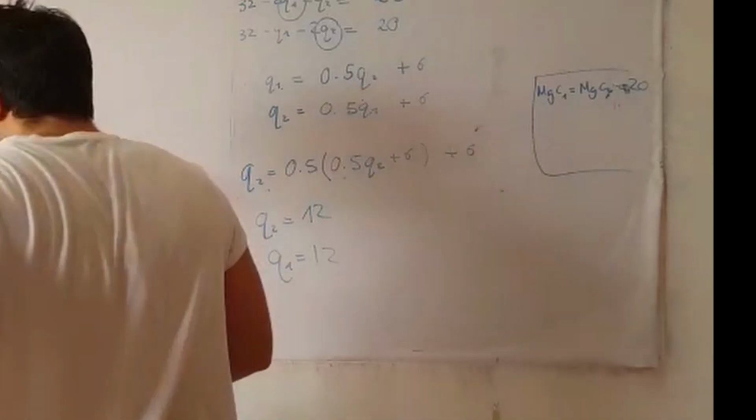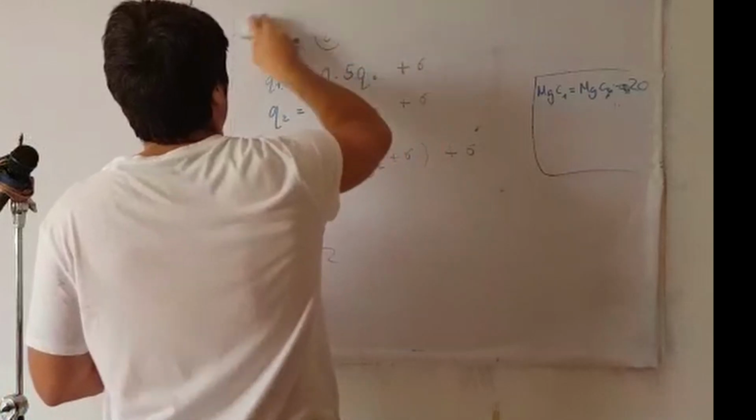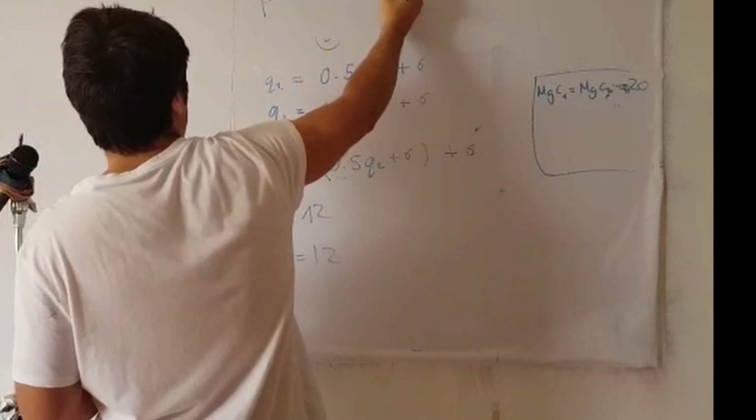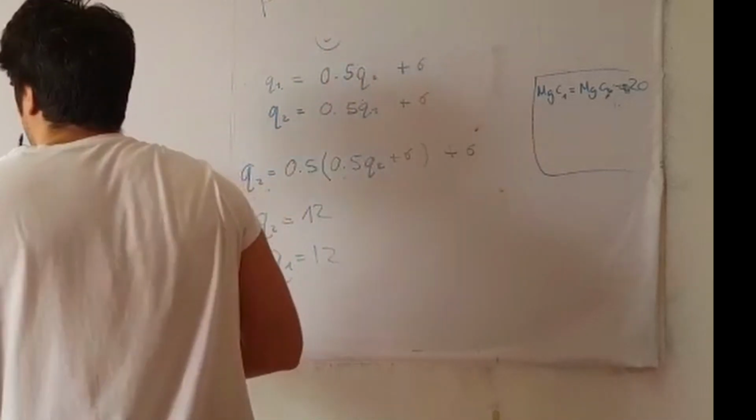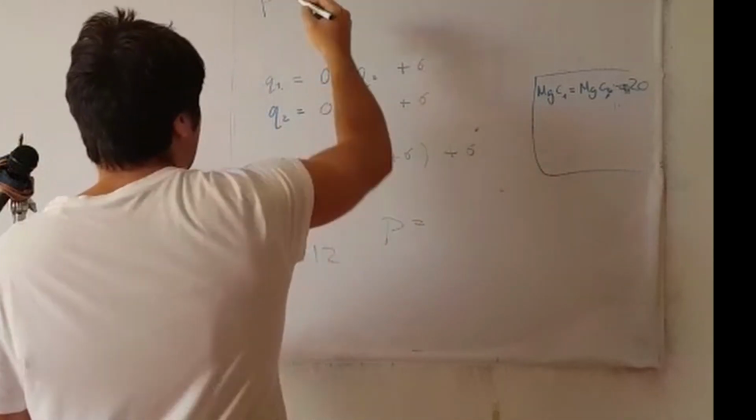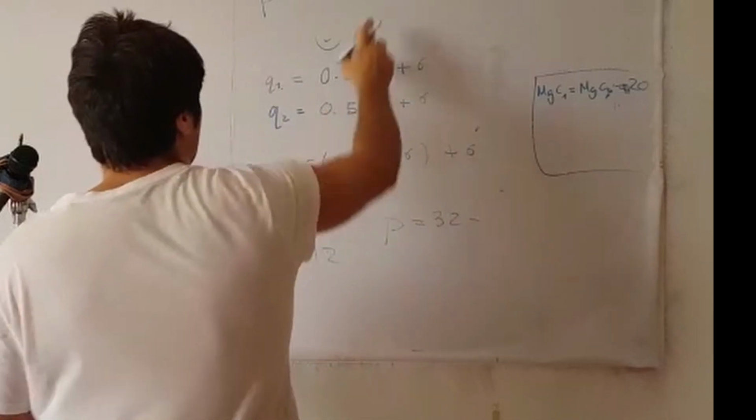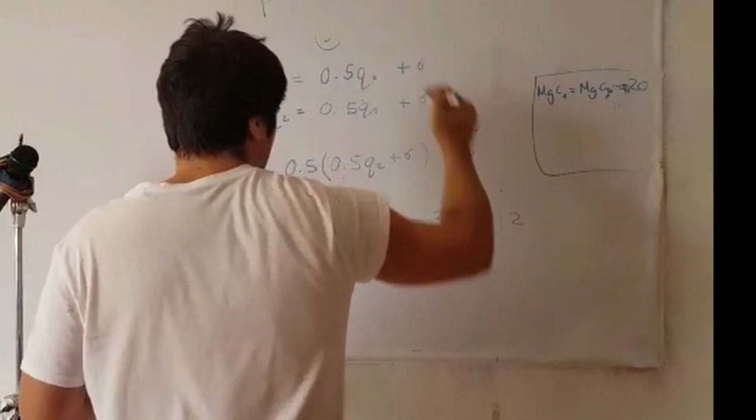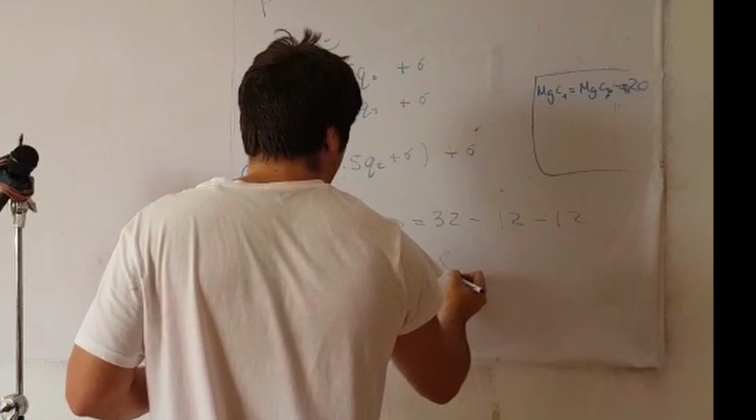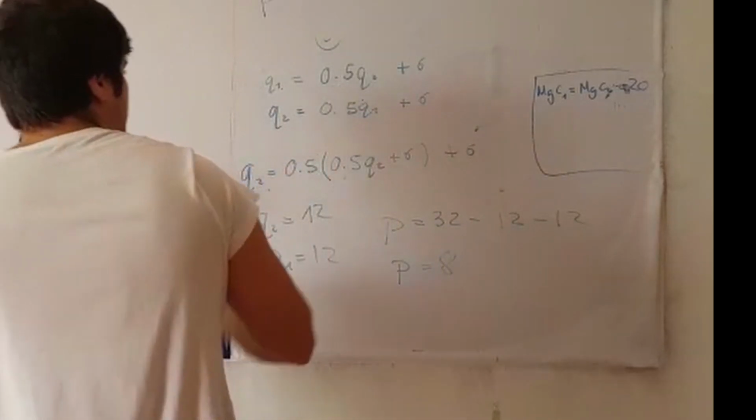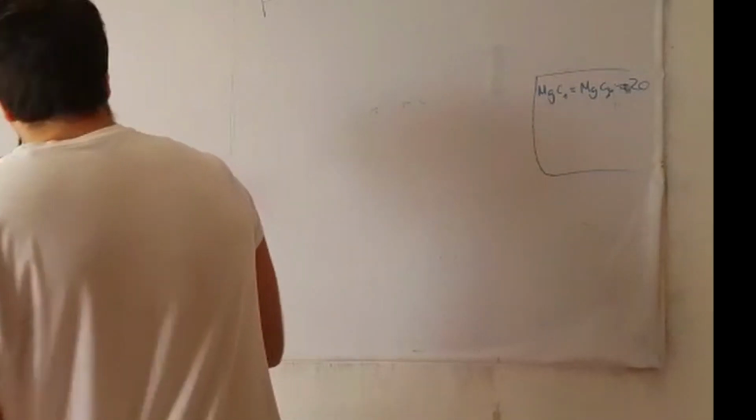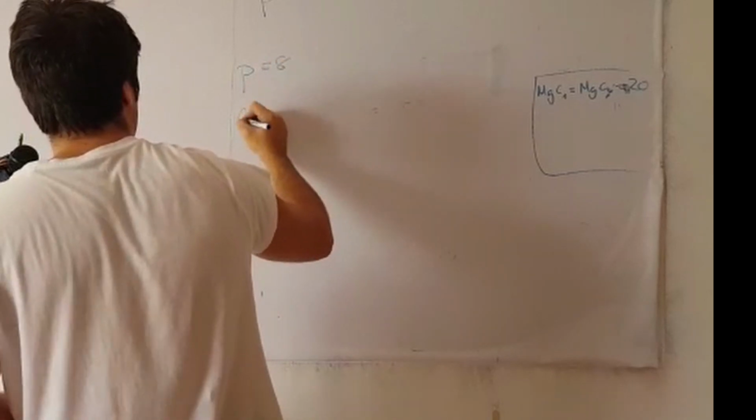Now we have to go back. We have to remember that we had an inverse demand function, which was 32 minus Q1 minus Q2. So if we want to calculate the price now, we just put 32 minus 12 minus 12. And this is going to be equal to 8. Okay? So we've got the price, it's 8. We've got the quantities.